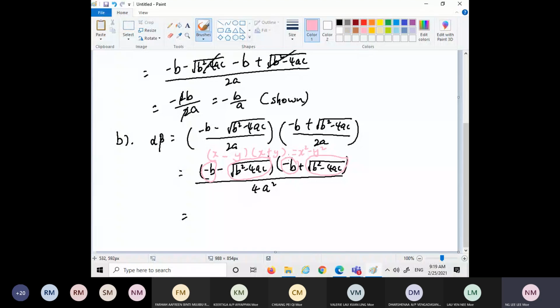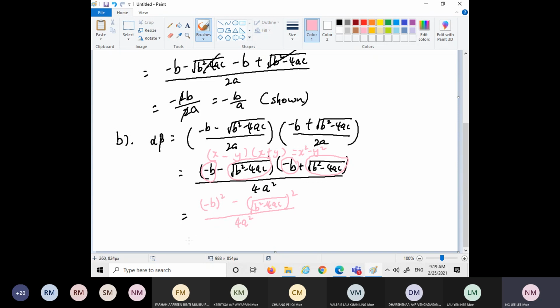If you know all this, you take less time for your expansion, instead of expanding one by one. So x squared, your x is negative b, so negative b the whole thing squared, minus y squared, this is the y, the square root of b squared minus 4ac, whole thing squared. X squared minus y squared. This is for your expansion.